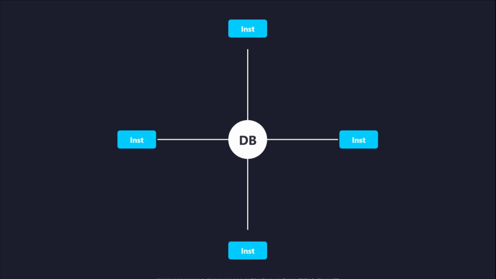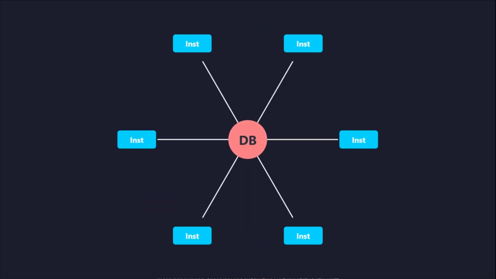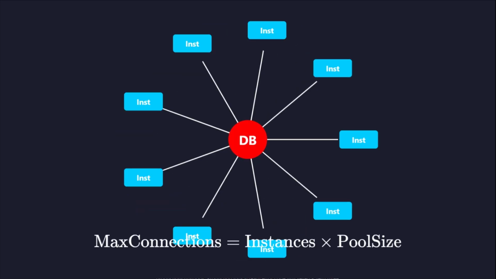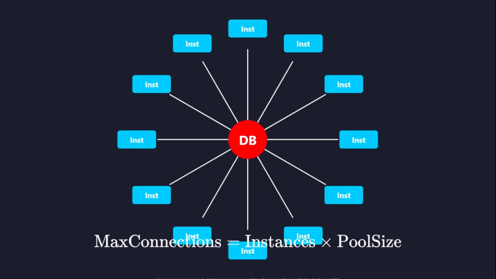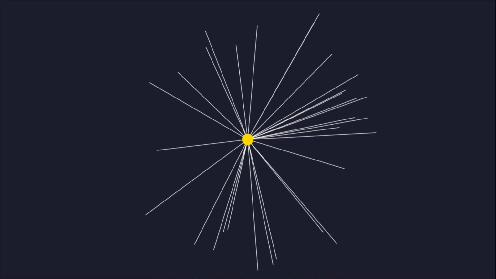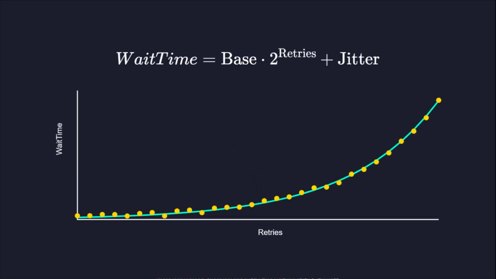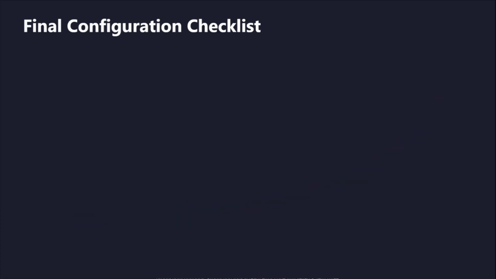Auto-scaling application clusters can suddenly overwhelm your database. Always compute the maximum possible connections by multiplying instances by their individual pool sizes. Implement exponential backoff and jitter in your application code. This prevents a thundering herd problem when the database starts accepting connections again after a surge.